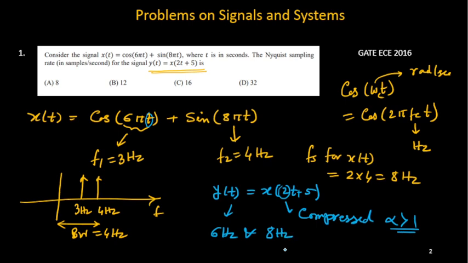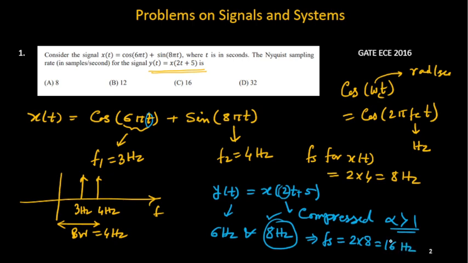So what is the maximum bandwidth? Maximum frequency is 8 Hz. So what is the sampling rate? The sampling rate should be double of this maximum frequency, 2 times 8, means 16 Hz. That's all.